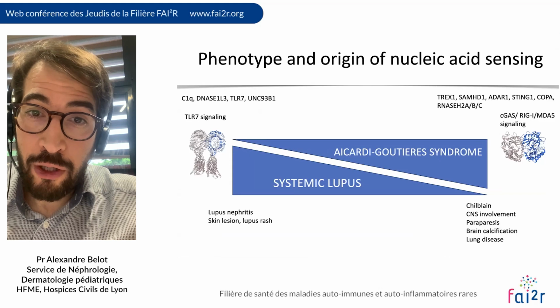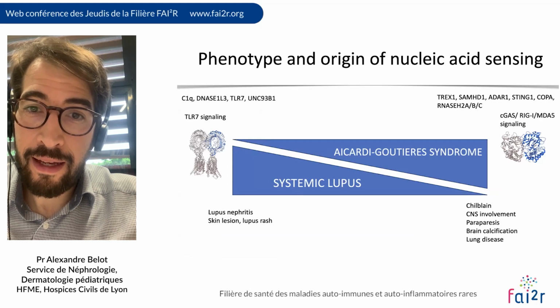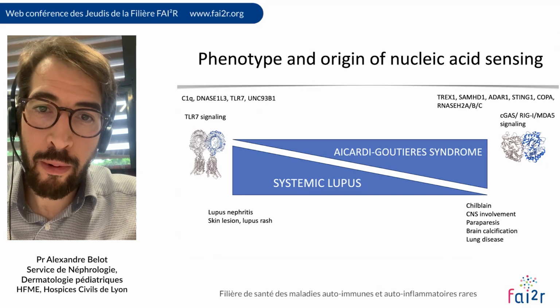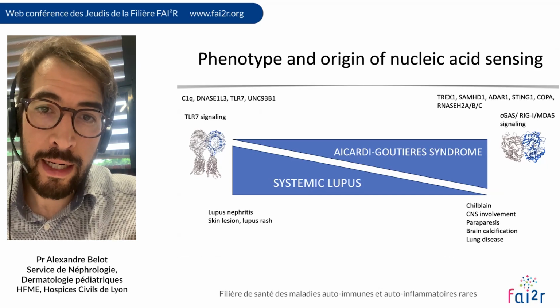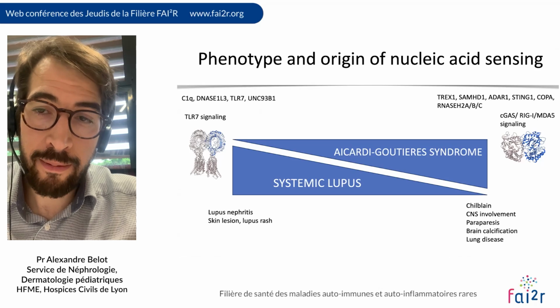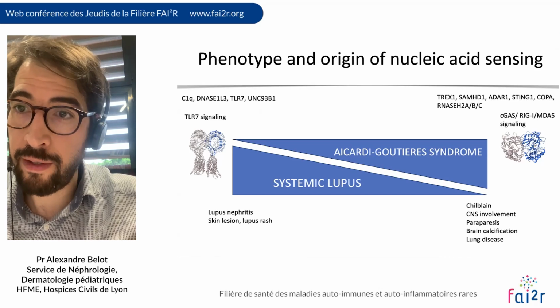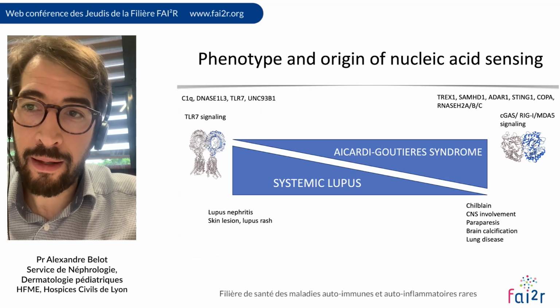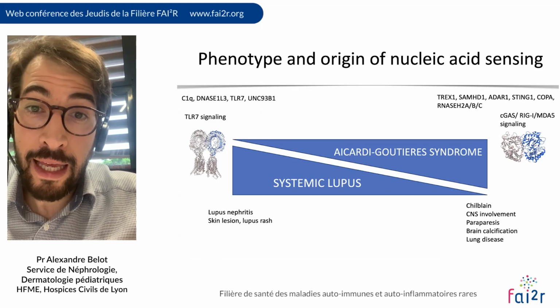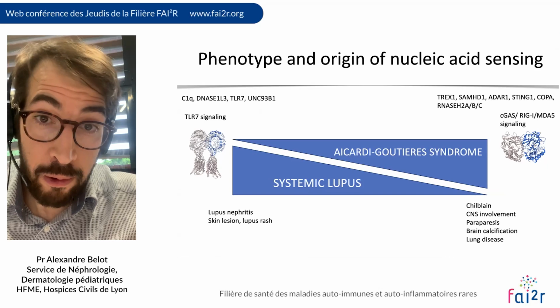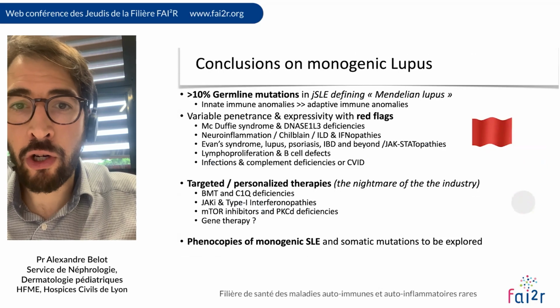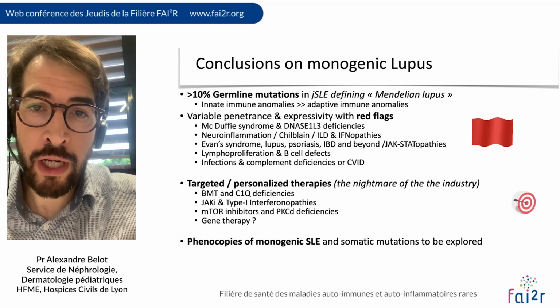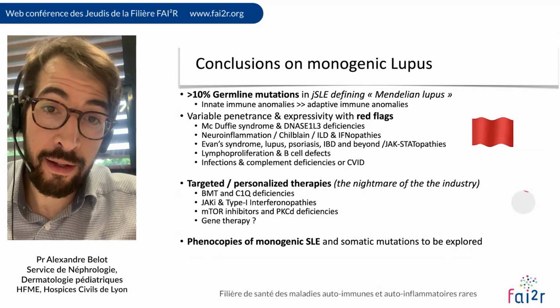In my opinion, but it's just a conceptual slide, it's possible that systemic lupus is essentially associated to anomalies of the external nucleic acid metabolism, while the Aicardi-Goutières syndrome is related to the intracellular anomalies of nucleic acid. And of course, there is an overlap between these two situations, and maybe the nucleic acid and its source is important for the phenotype.